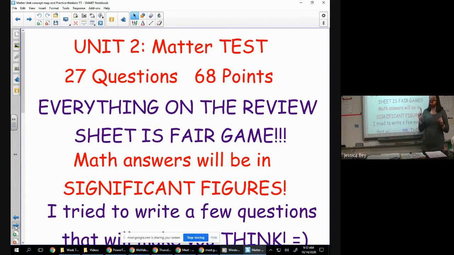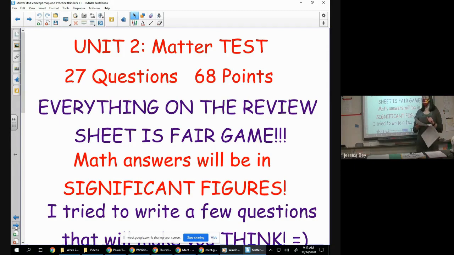Everything on the review sheet's fair game. And what I mean about that is that I sat down with the test and I said, question number 1 out of 27, is it somewhere on the review sheet? Yes. Question number 2 on the test, is it somewhere on the review sheet? Yes. So if it's found on the review sheet, that means it's fair game for the test. If it's not on the review sheet, like one thing that I just took off were conversions. Everybody hates doing the good old inches to kilometers, stuff like that. You will not see any conversions on there, okay?